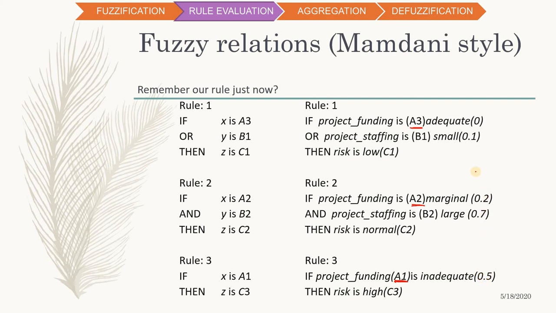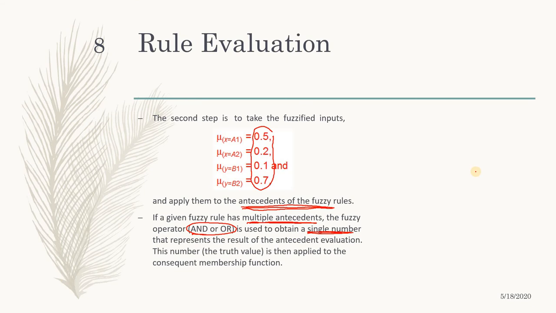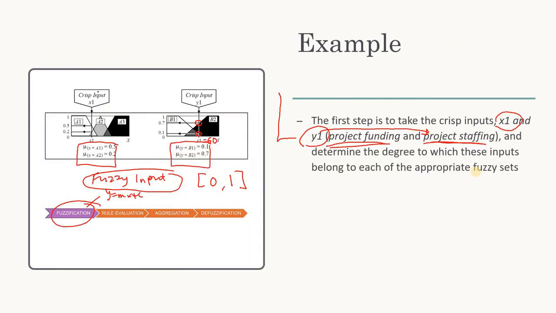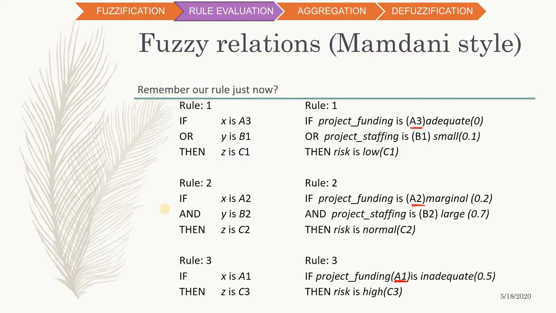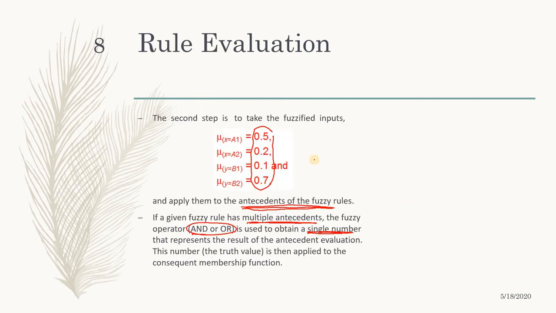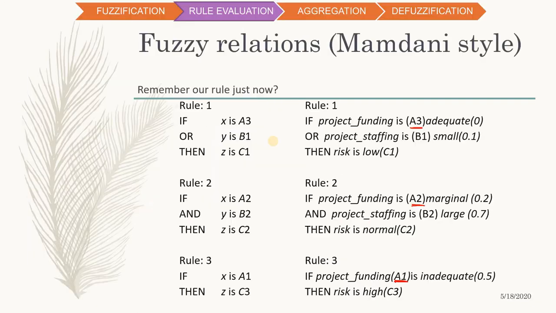For example, A3 we have obtained 0. And what about A2? A2 we have obtained 0.2. B1 we have obtained 0.1, B2 we have obtained 0.7, and A1 we have obtained 0.5. All of these will be written in our rules.